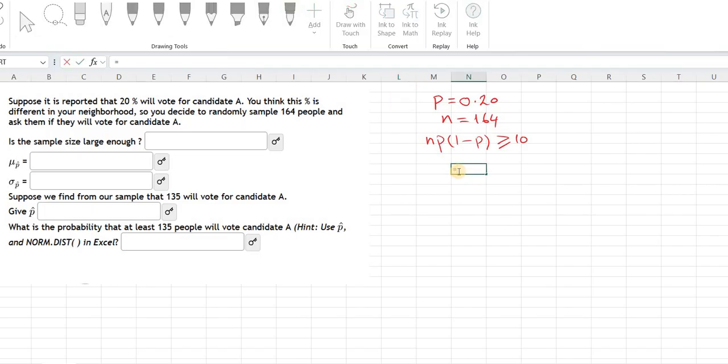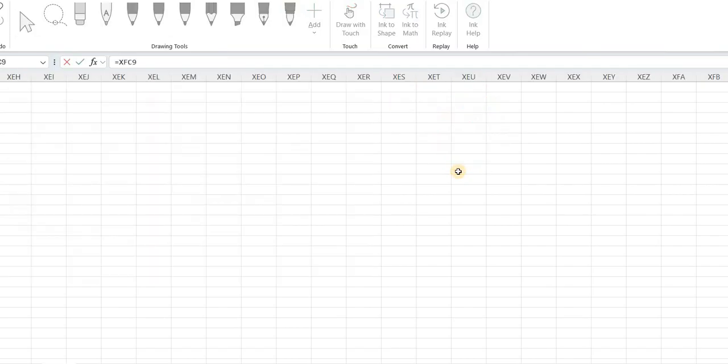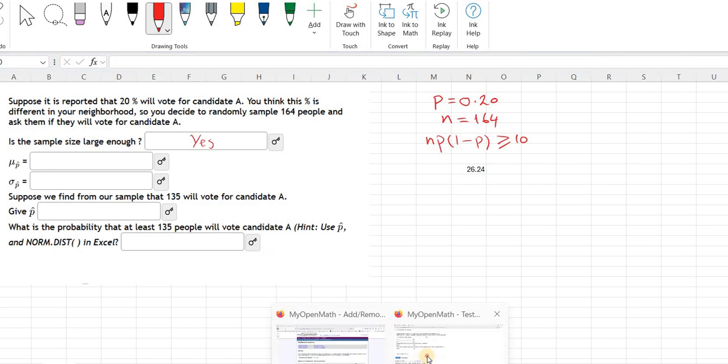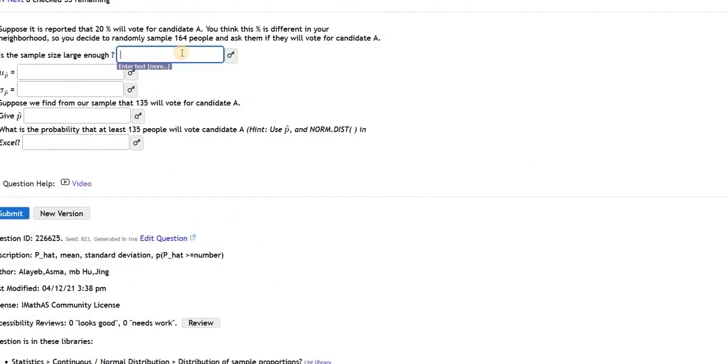So this is equal to n is 164 times p is 0.20 times, open parentheses, 1 minus 0.20, and then close the parentheses. As you can see, the answer here is 26.24, which is definitely greater than 10. So the answer here should be yes. So when I'm answering that question on here, the answer should be yes. So I'm going to just type yes here.